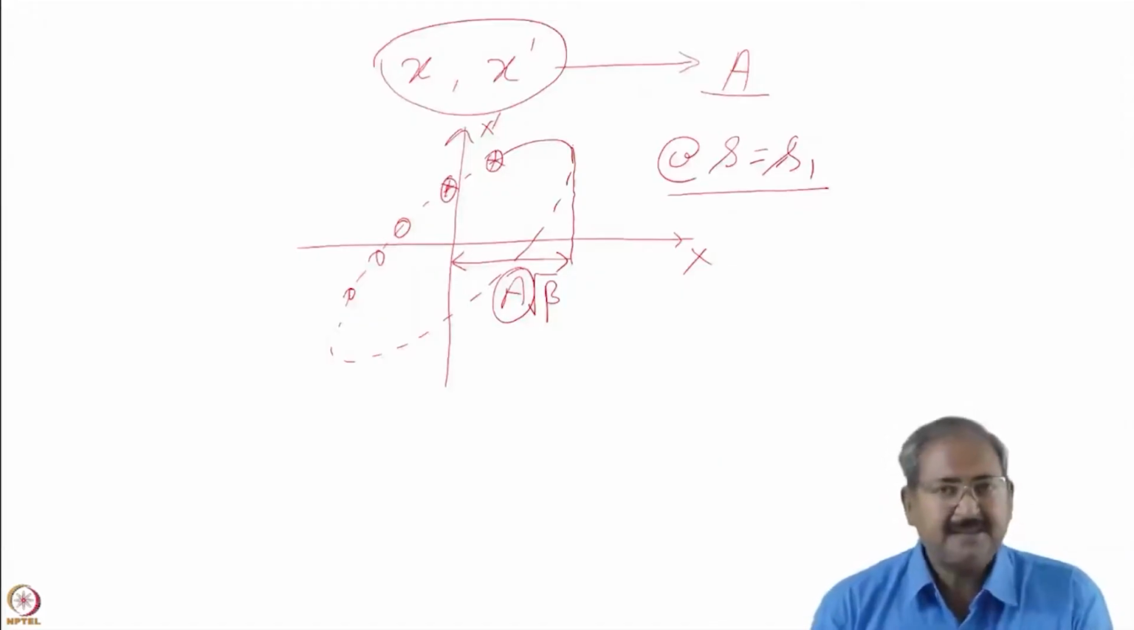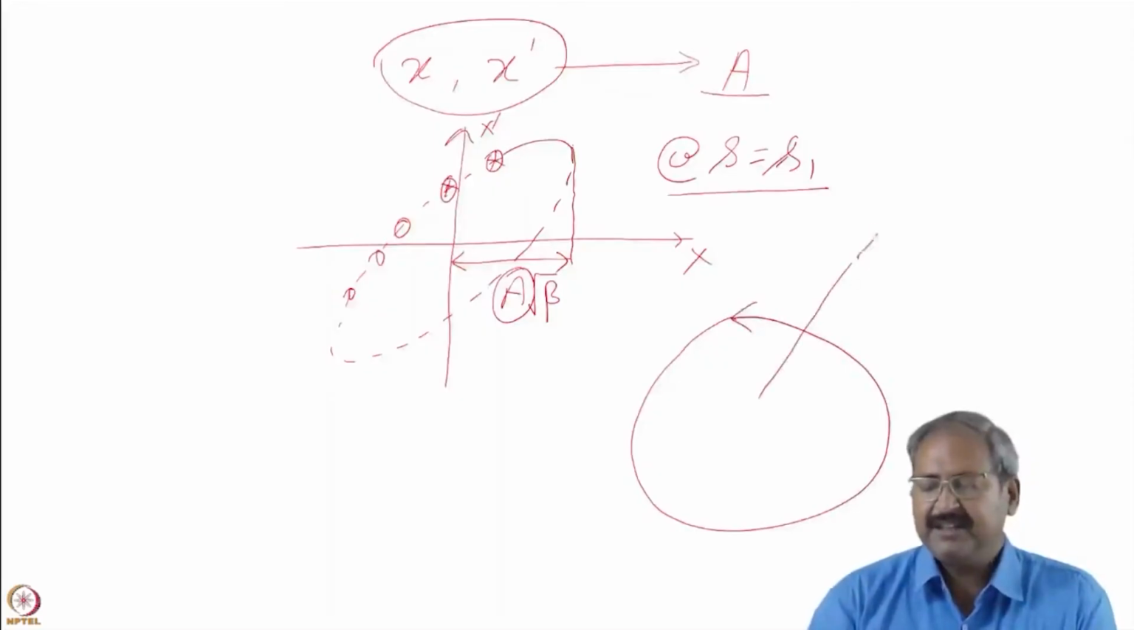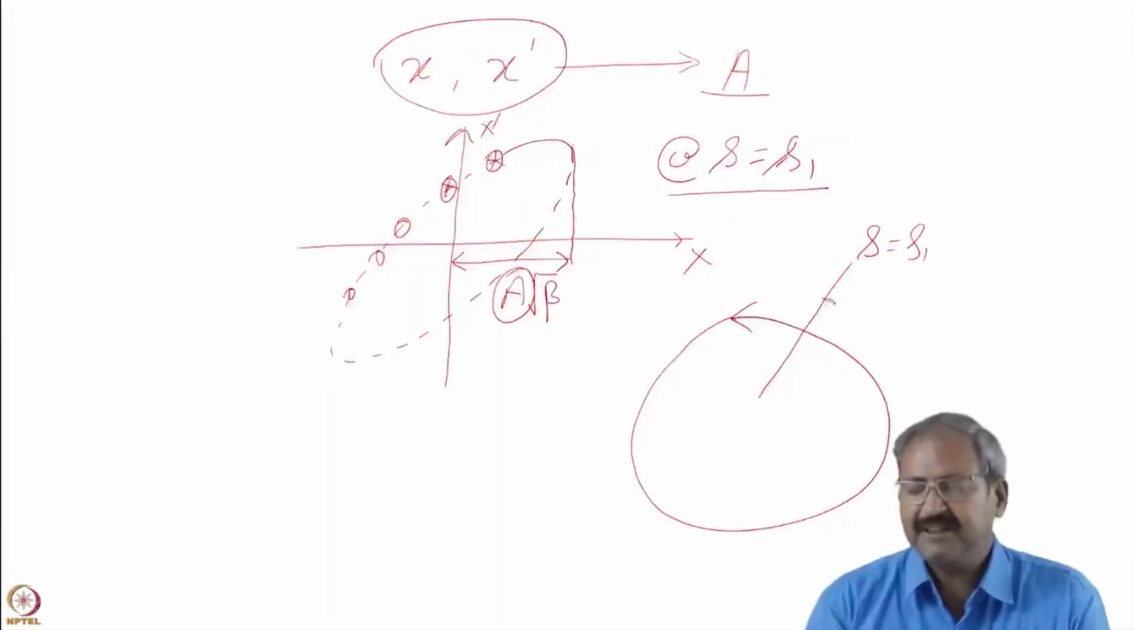And in the case of synchrotron, suppose this is the orbit of a synchrotron and you are looking at S is equal to S2. Means you have a detector which can record the position of a particle which is passing through this line.